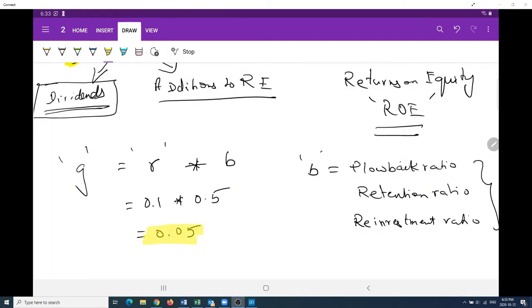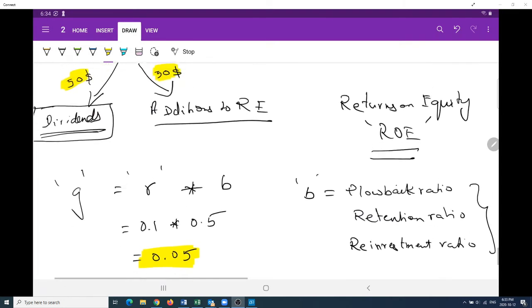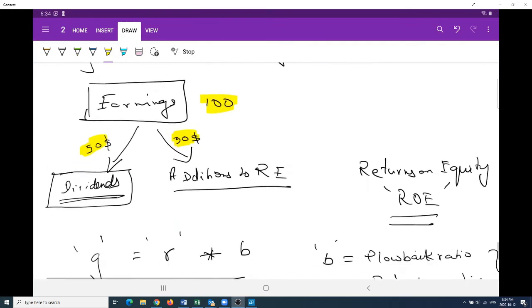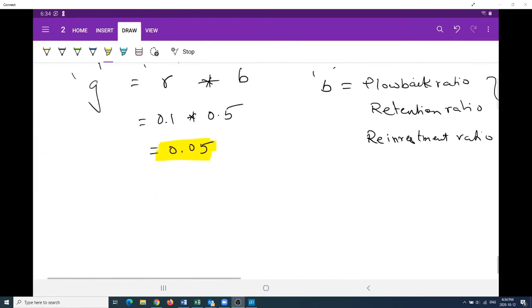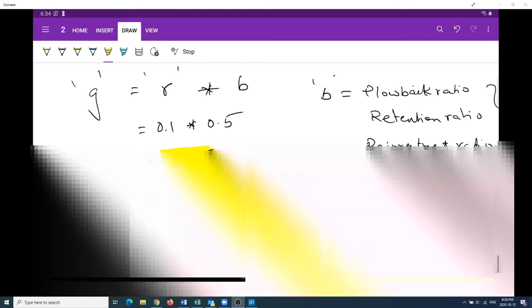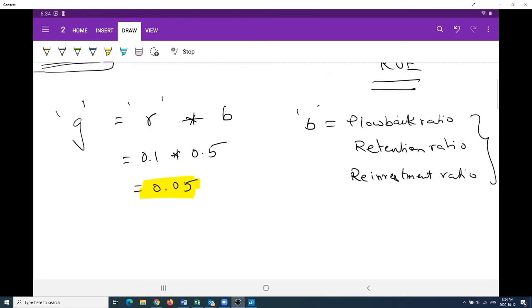So this is your sustainable growth rate. This is the maximum you can grow. This is the maximum rate at which a firm can grow its dividends. Okay? So this is an idea of how to compute G, or if you do not know G, if you can find out G, how to compute your R, how to compute your B. So given some of the parameters, you can always find out the other parameters. So this is the idea of sustainable growth rate, which is found out by the return on equity R.